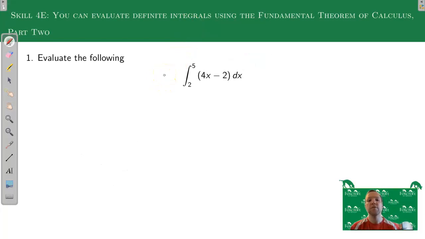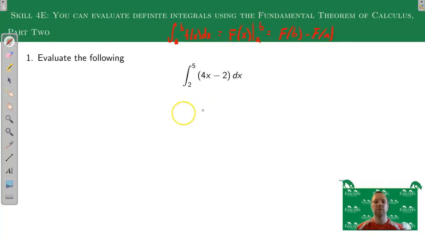All right, for skill 4E, we're using the fundamental theorem of calculus part 2 to evaluate a definite integral. So the fundamental theorem of calculus part 2 says if I want to find the integral from a to b of f of x dx, so if I want to find this exact area, what I do is I use an antiderivative. So I reverse the derivative process, and then I evaluate it at a and b, which just means I plug in b, and I subtract, and I plug in a.